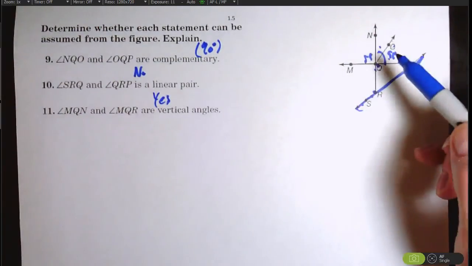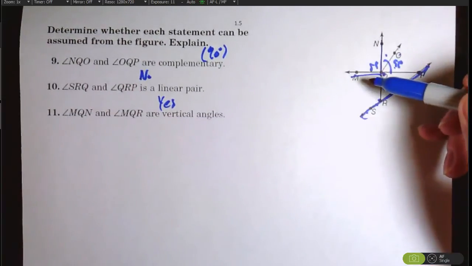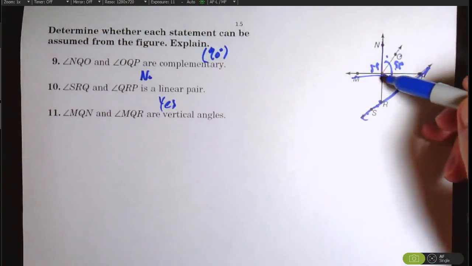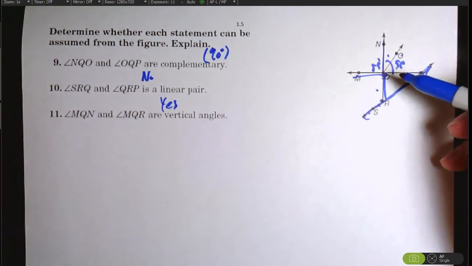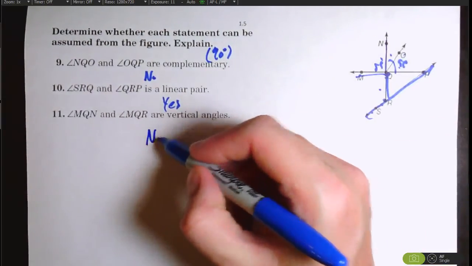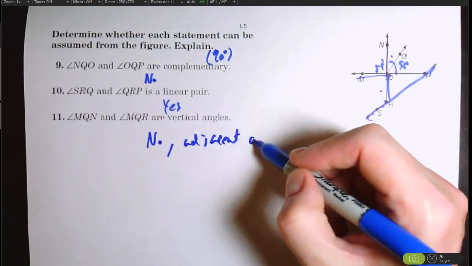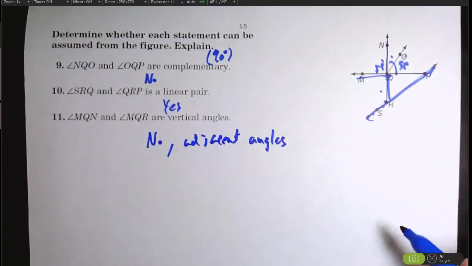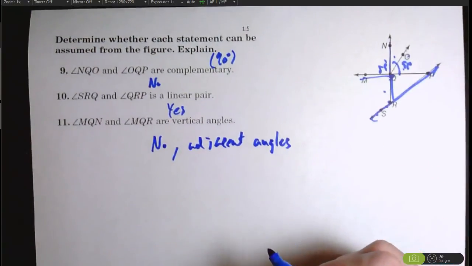And then MQN, so MQN, gosh, I got colors everywhere. MQN and MQR. Are they vertical angles? No, they don't even match the definition. If anything, they're just adjacent. So no, they're just adjacent angles. And vertical angles can't be adjacent. And by definition, vertical angles are non-adjacent opposite angles.